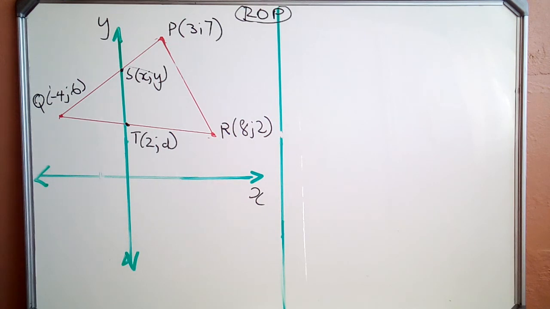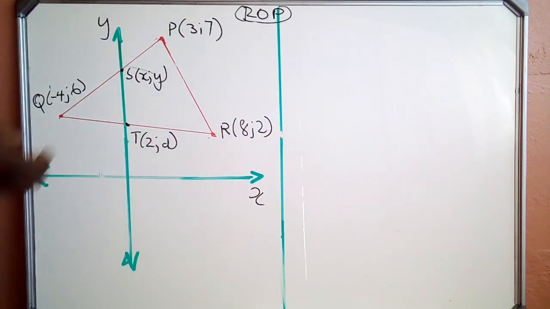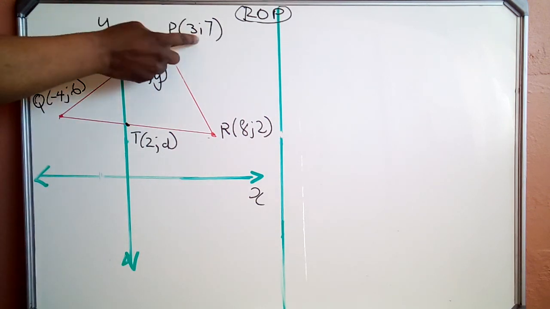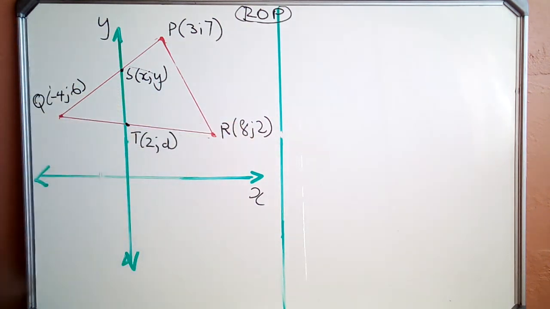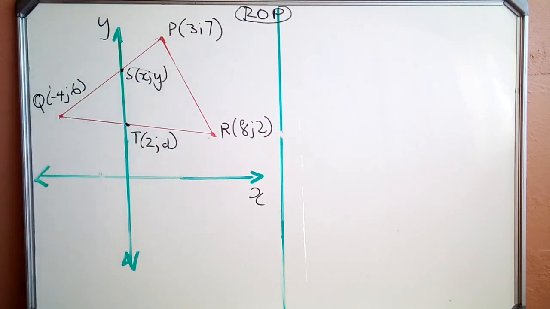Today we are looking at analytical geometry. We have a sketch there that you can see, a triangle that has been drawn on your four quadrants, on your Cartesian plane. You've got P which is (3, 7), R which is (8, 2), and then Q (-4, 6), S is (x, y), and then T is (2, d). Now, this is basically elementary analytical geometry. But before we start, always remember that early preparation equals excellent results.